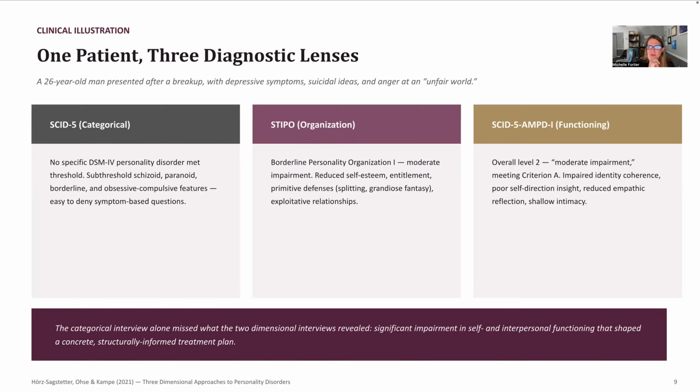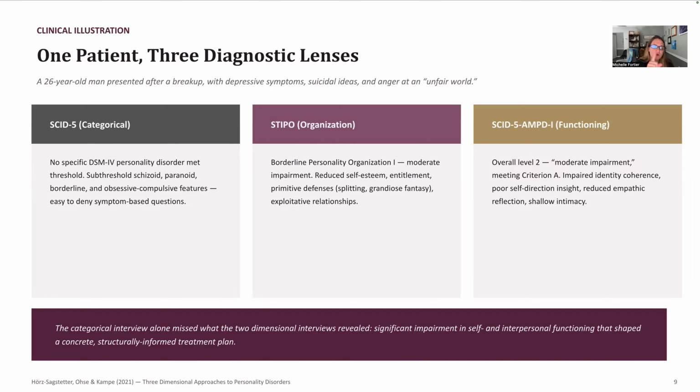Then you have the STIPO, the organization: borderline personality organization 1, moderate impairment. So reduced self-esteem, sense of entitlement, primitive defenses, there's splitting, grandiose fantasy, and there's exploitative relationships. Then we have the SCID-5 AMPD, the alternative model for personality disorders, functioning, overall level 2, moderate impairment, meeting criterion A: impaired identity coherence, poor self-direction insight, reduced empathic reflection, and shallow intimacy.